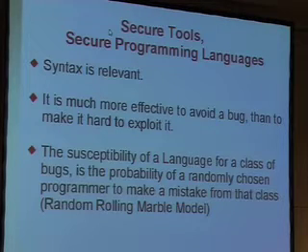So this is semi-scientific mumbo-jumbo. I present to you the random rolling marble model. The susceptibility of a language to a class of bugs is the probability of a randomly chosen programmer making a mistake from that class. If you give the same problem to lots of programmers, you get statistics on how likely you can exploit the same SQL injection attack in 5 different independent implementations.